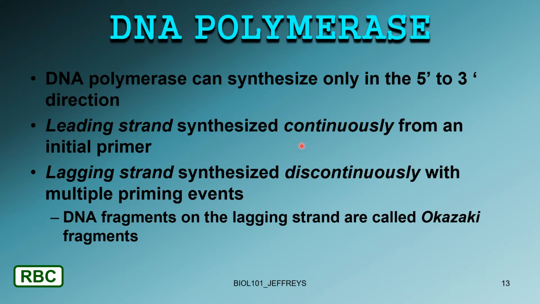And so the leading strand is synthesized, as we've already learned, continuously from the initial primer. The lagging strand is synthesized discontinuously with multiple primer events. I'll show you the picture again in a minute, but remember that one illustration. There are segments in the lagging strand, segments of DNA, and they're separated. So we call that discontinuous replication, and it happens a little bit behind, time-wise, the leading strand. That's why we call it the lagging strand.